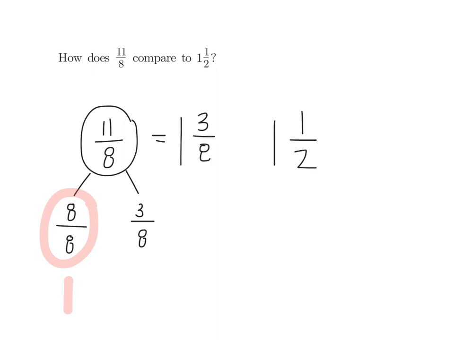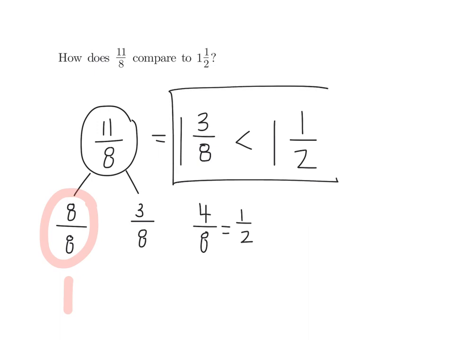So another way to write 11/8 actually is 1 and 3/8. So really we just have to compare, how does 1 and 3/8 compare to 1 and 1/2? Well, we know that 4/8 is equal to 1/2. And so this is less than 1 1/2.